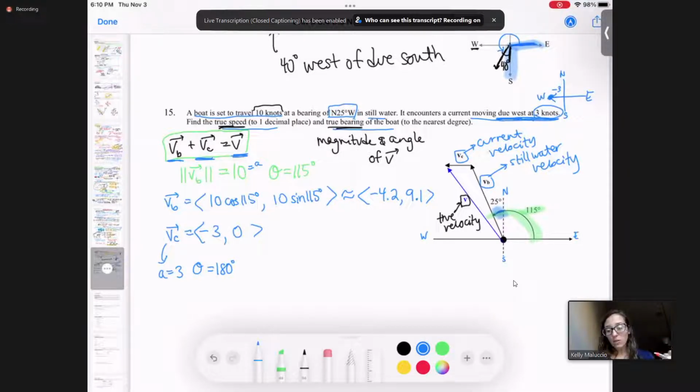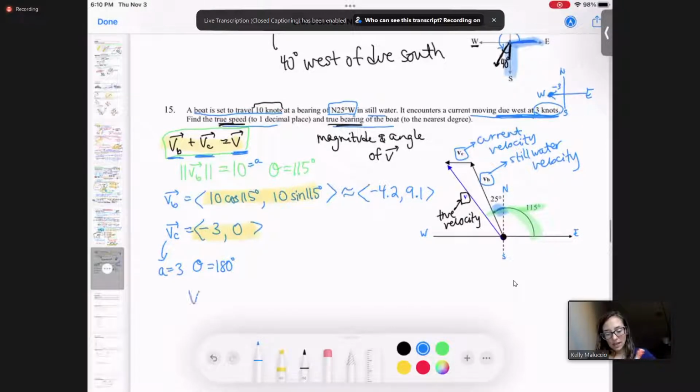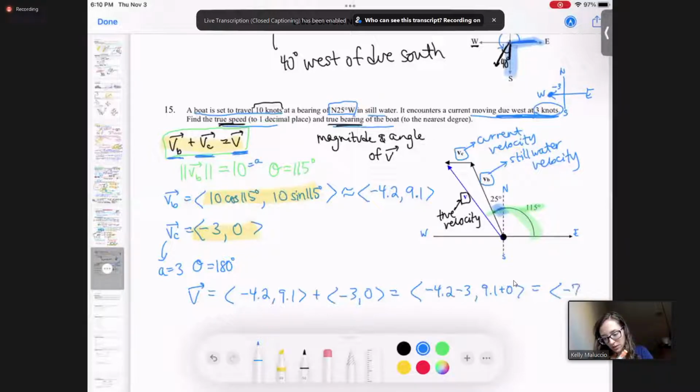Okay. So now that I have these 2 vectors, I can take this and this and add them to get my vector V. So V is going to equal negative 4.2 comma 9.1 plus negative 3, 0, right? And we can just add these component-wise. So negative 4.2 minus 3 and 9.1 plus 0. So, oh geez, what did that give me? Negative 7.2 and 9.1. Oh, running out of space there.